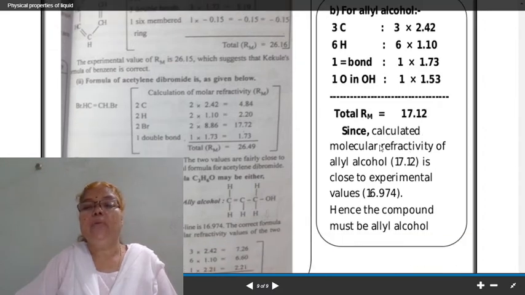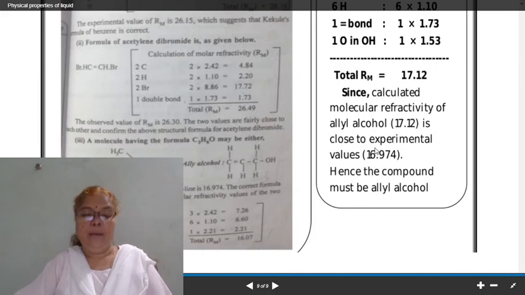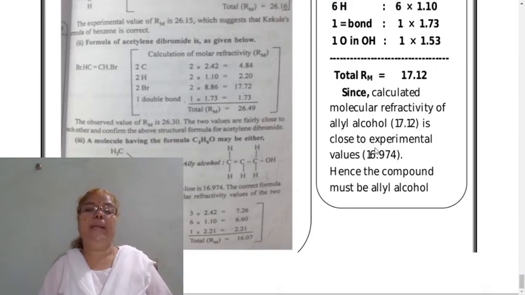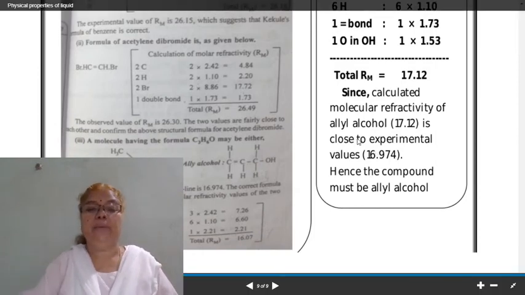Since the calculated molecular refractivity of allyl alcohol is 17.12, it is very close to the experimental value. And you know the experimental value, it is given 16.974. Hence, the given compound must be allyl alcohol. And you can solve many other examples.